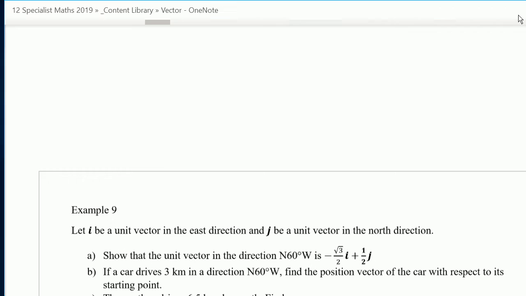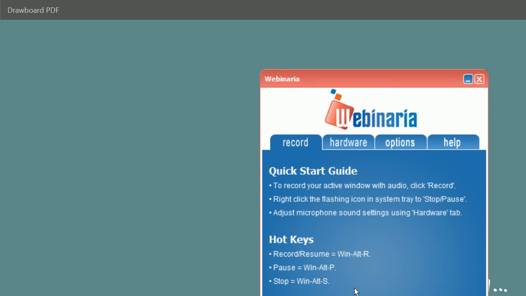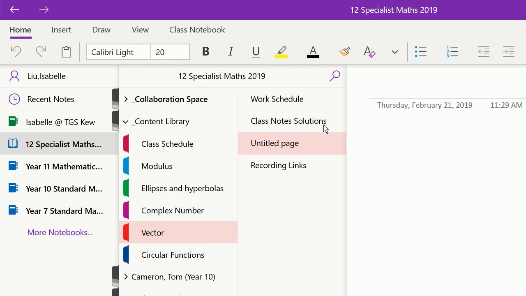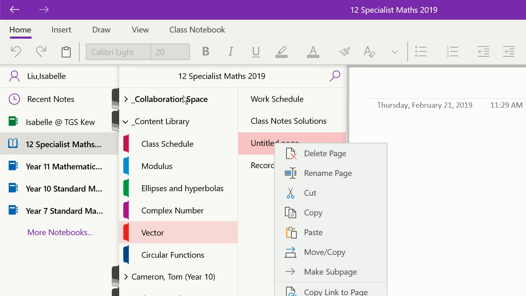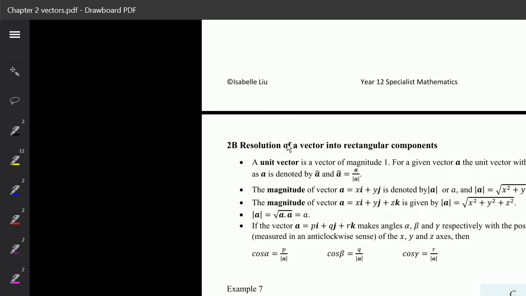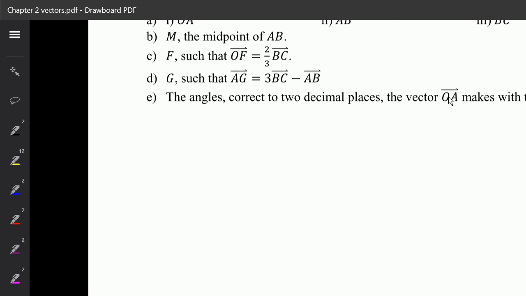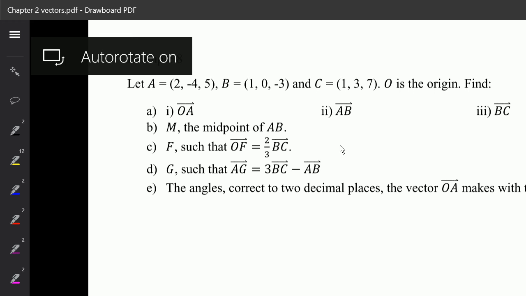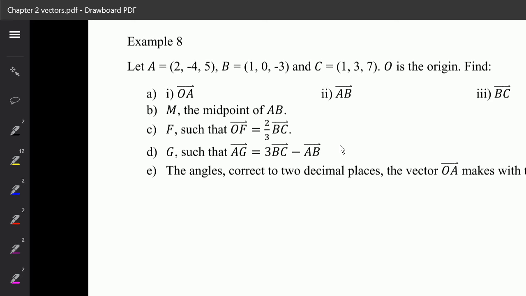If we have a look at example 8, if ABC are given as coordinates, and I want to find OA, OA will be 2i minus 4j plus 5k.